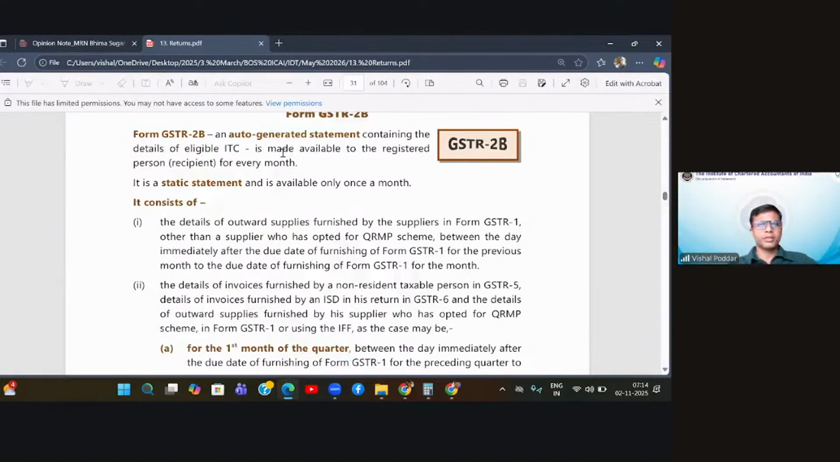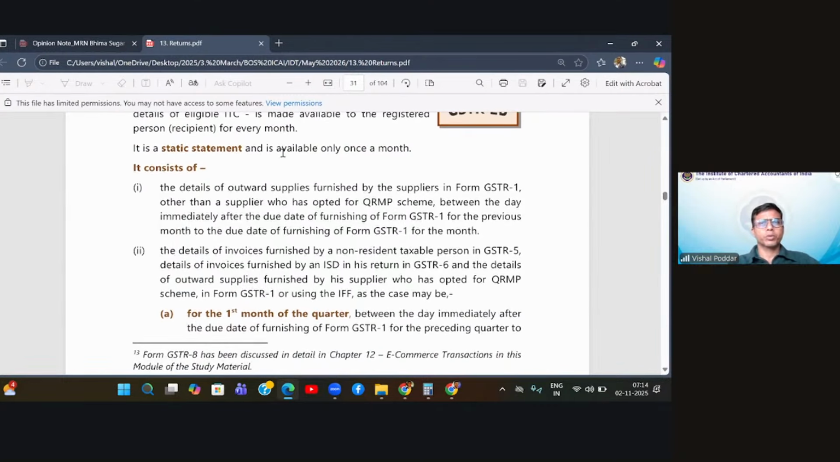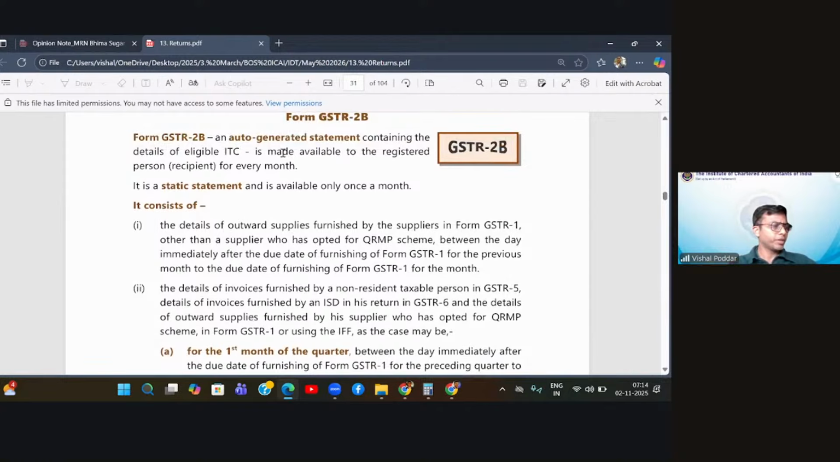Geet, I think we had read this, na? GSTR 2B, it is static and all. So we were reading it, but then Shafali ma'am continued the class. Okay, so can you please read from here for me? Yes sir.